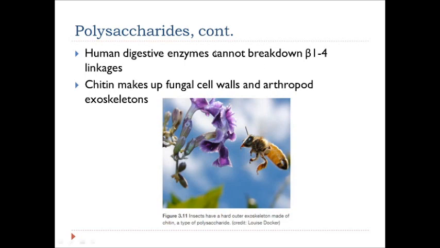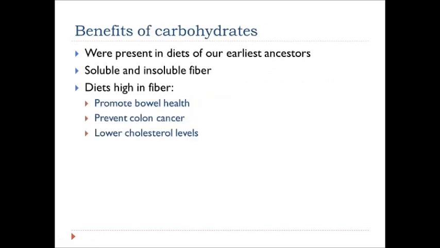So we already talked a little bit about not being able to break down those linkages in cellulose and chitin. Carbohydrates have always been a part of the diets of humans and humanoid-type creatures, as far back as our earliest ancestors are concerned. It is really important for our energy sources, and we'll talk a little bit about that when we get to the cell chapter and how we harness that glucose for energy.